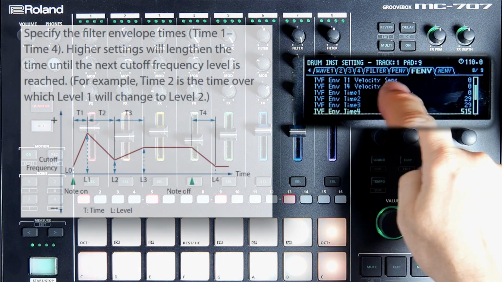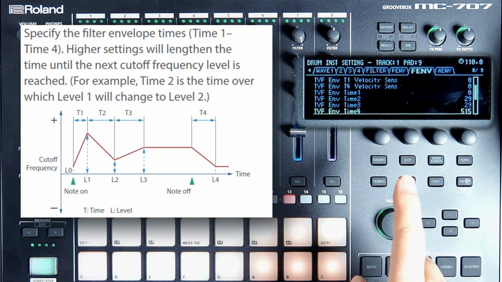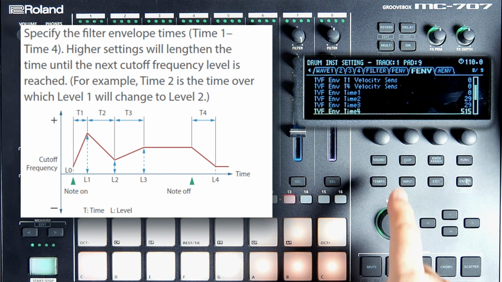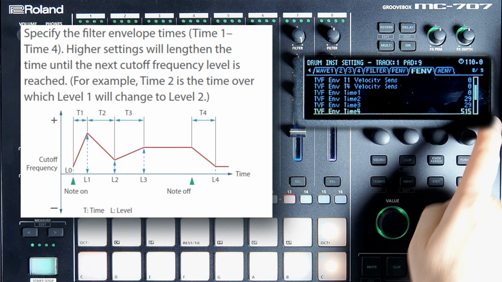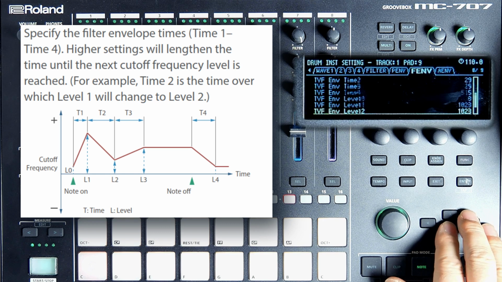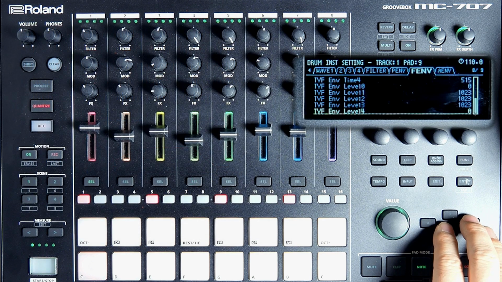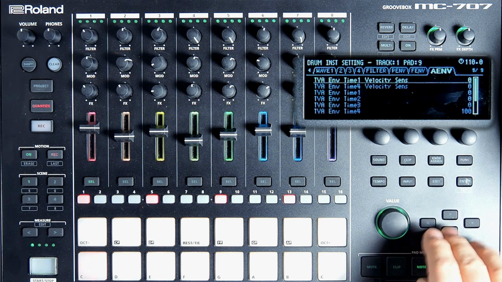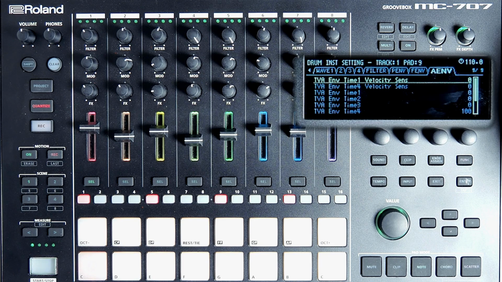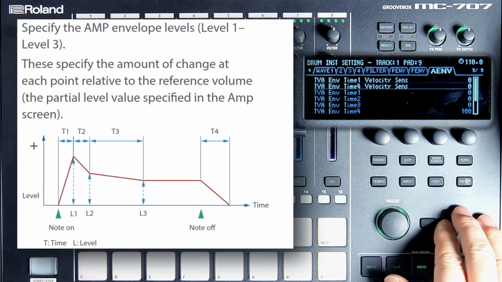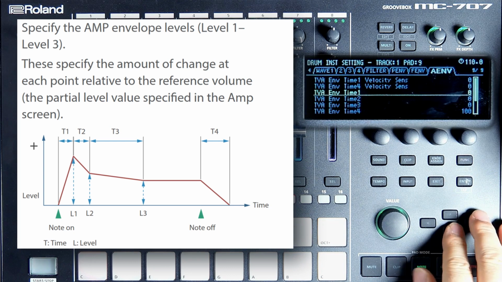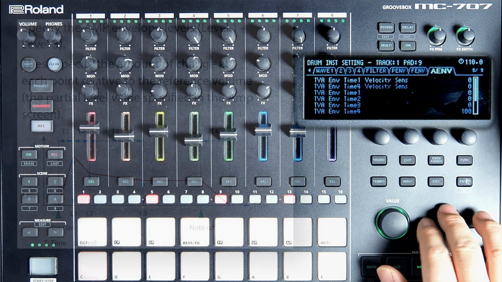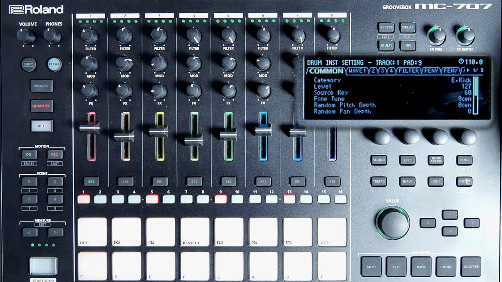And here we have envelope time 1, 2, 3, 4. And each of these specifies a region in the filter envelope, and then you can set gain levels for these different regions. So again, enormously finely grained control. And then last but not least, you have the amp envelope, so the amplification envelope, and here again you have your slivers of time, and then your levels. And you can change your sound like that.